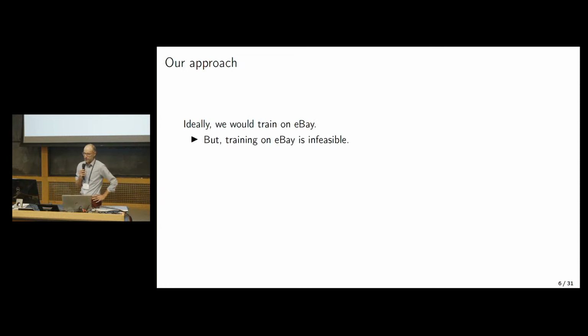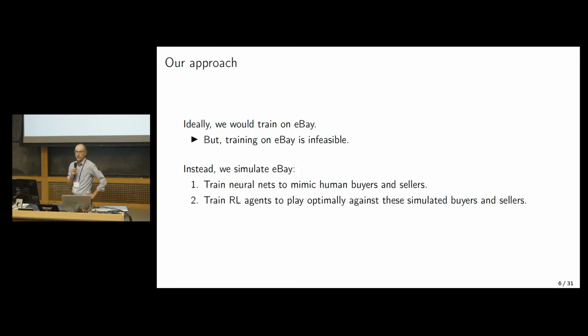So ideally what we would do is we would just train this algorithm directly on eBay. We'd launch it on eBay, have it make offers, and then reinforce the types of offers that lead to good outcomes. But these algorithms are very data hungry. They require millions or tens of millions of actions in order to converge to a strategy that's superhuman. So obviously doing something directly on eBay like that is infeasible. So what we do instead is we simulate eBay.